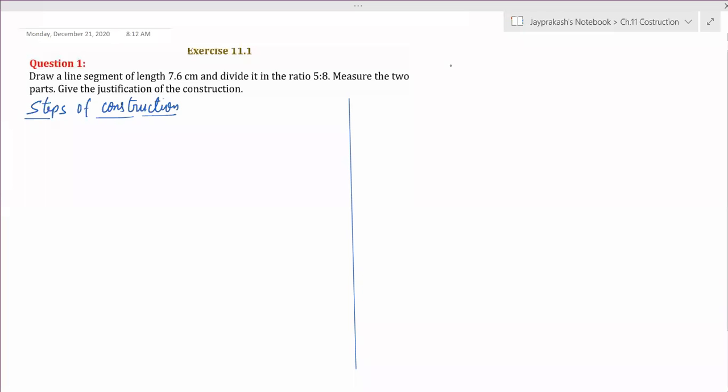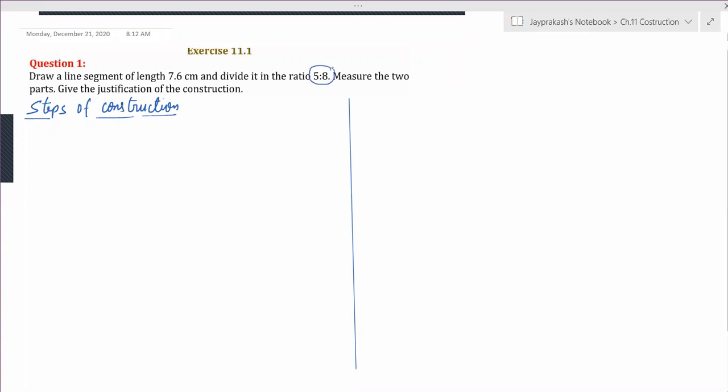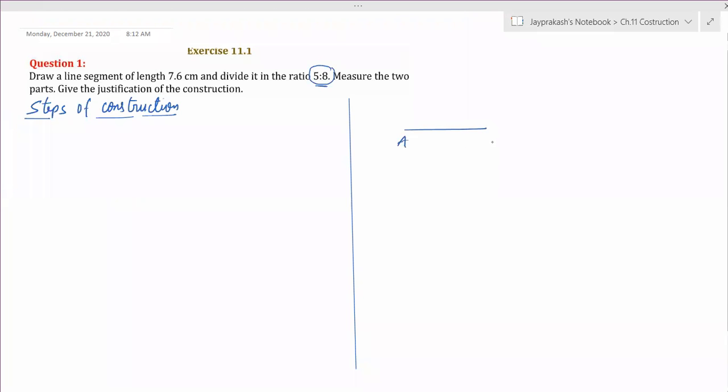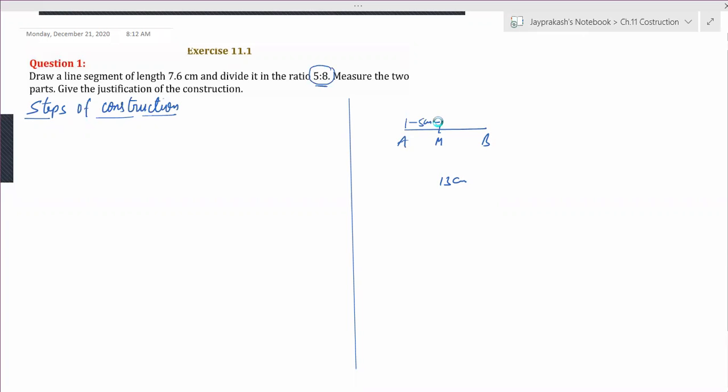So in construction chapter, first exercise 11.1, we have to draw a line segment of length 7.6 and divide it in the ratio 5 is to 8. When we are dividing in 5 is to 8 ratio, that means suppose we have a line AB and we are taking 8 plus 5, that is 13 centimeter. Suppose the length of AB is 13 centimeter, so we have to find a point on AB such that this part will be 5 centimeter and the remaining part will be 8 centimeter.